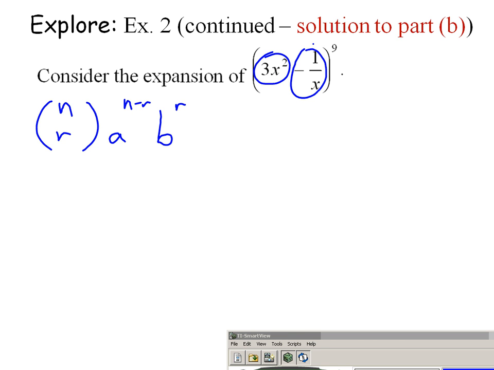As always, there's a few obvious things here. Our a is obviously 3x squared, and then our b term once again is negative, and so our b is negative 1 over x, or if you want to call that negative x to the negative 1 power, that would work as well. And then what else do we need? We need n, which we know is going to be 9. And just like last time, r is the only one that we're concerned about.